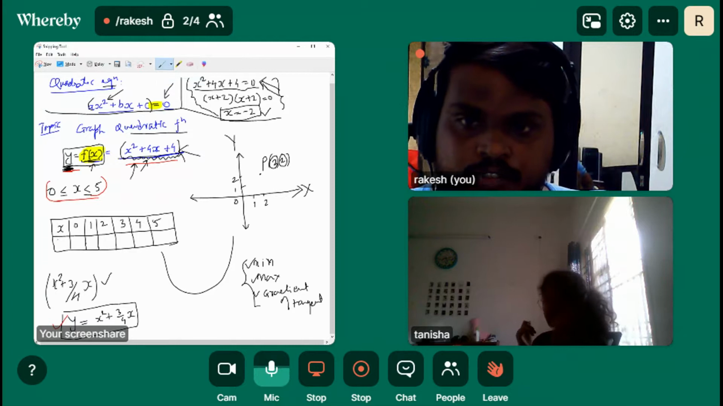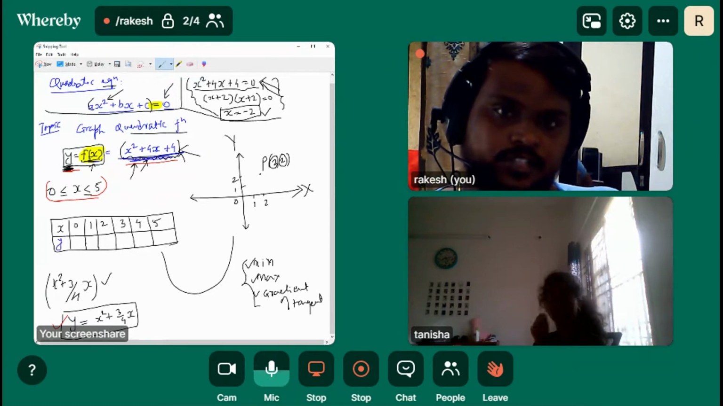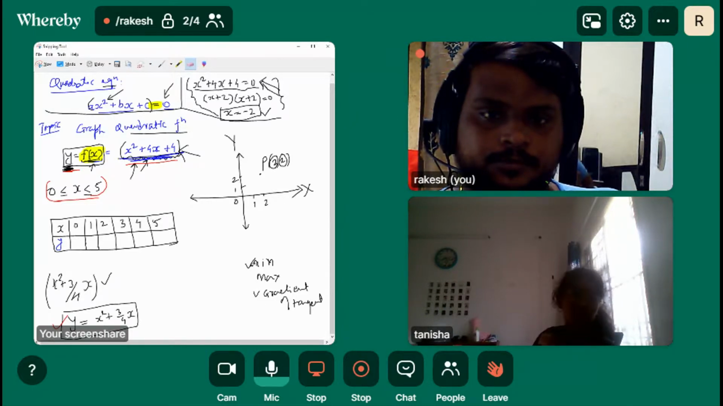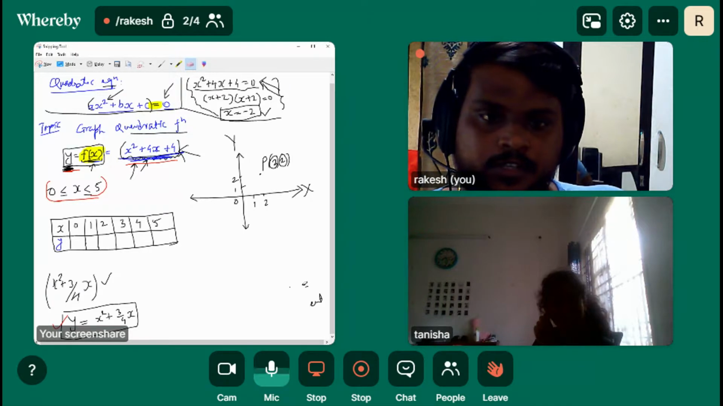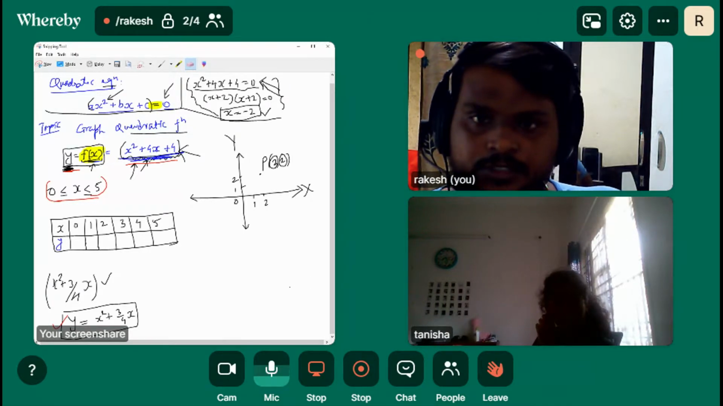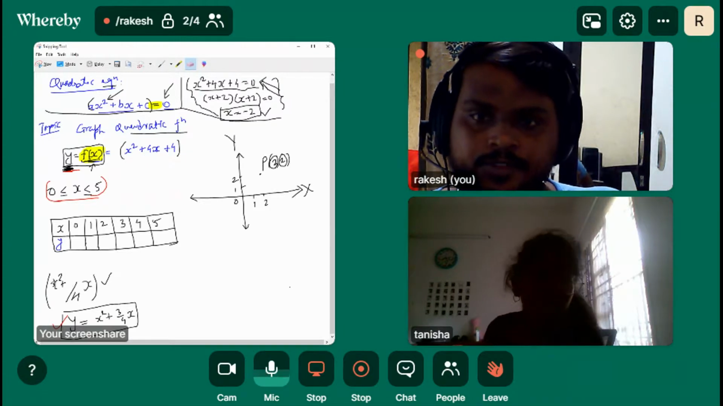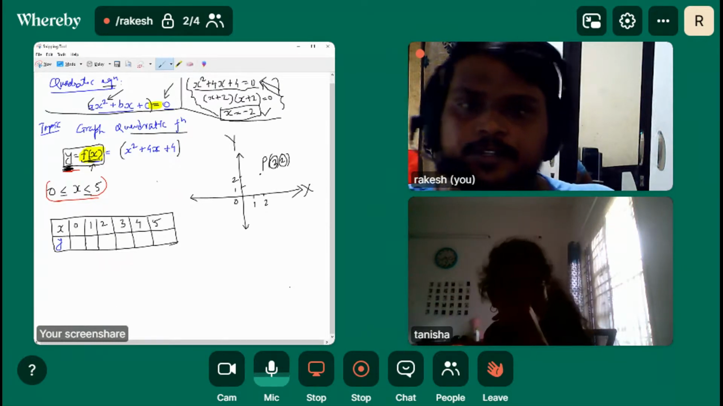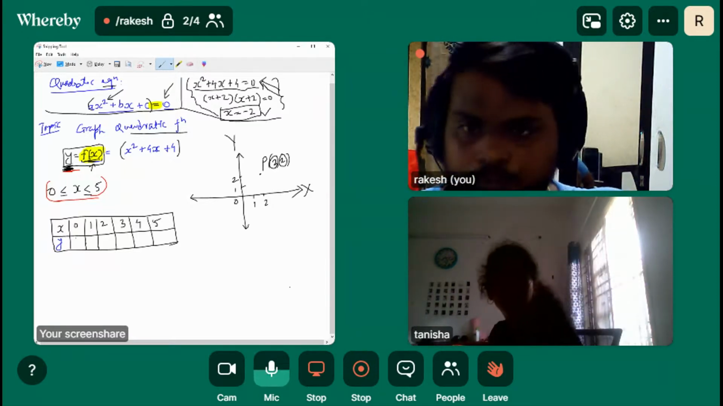Just let me know what is y when x is equal to 0 for this example, the question which I have put here. Let me just wipe out everything. For 0 it will be 4. 4, perfect.